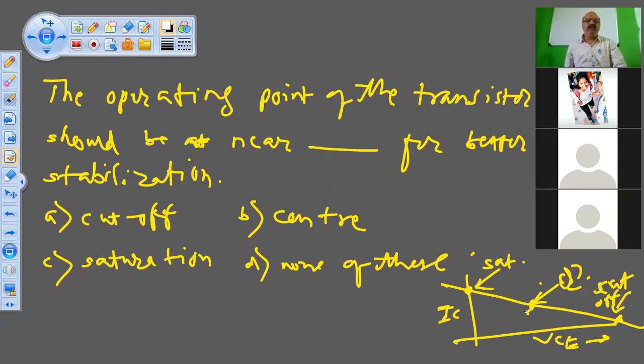Why should it be at the center? Because when it is at the center, the collector current is at the center. So collector current can go to minimum 0 value, and it can go to maximum IC max. It is at the center. So your signal amplification can take place very easily. If it is near the saturation, what will happen?